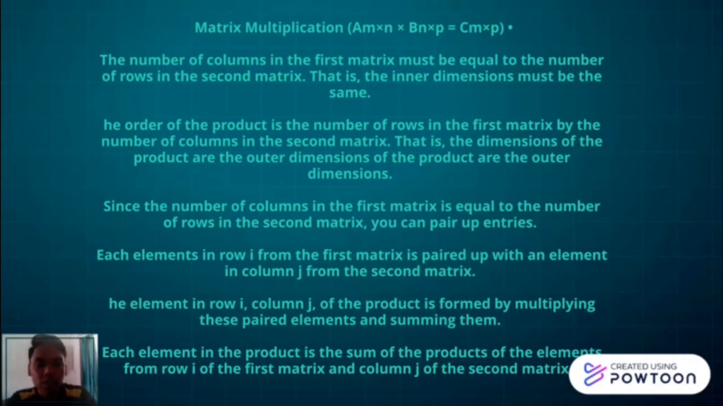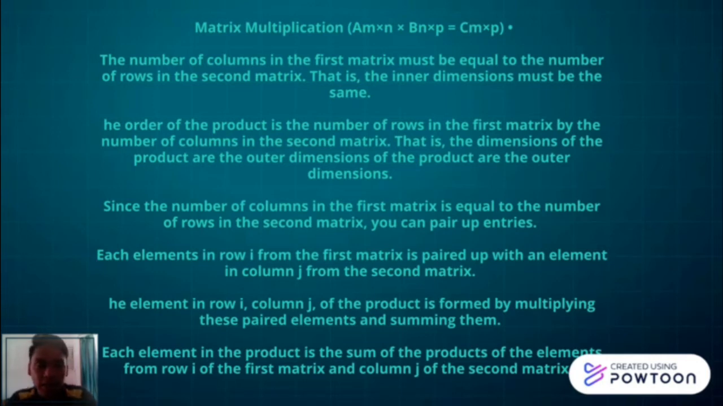Each element in row I from the first matrix is paired up with an element in column J from the second matrix. The element in row I, column J of the product is formed by multiplying these paired elements and summing them. Each element in the product is the sum of the products of the elements from row I of the first matrix and column J of the second matrix.